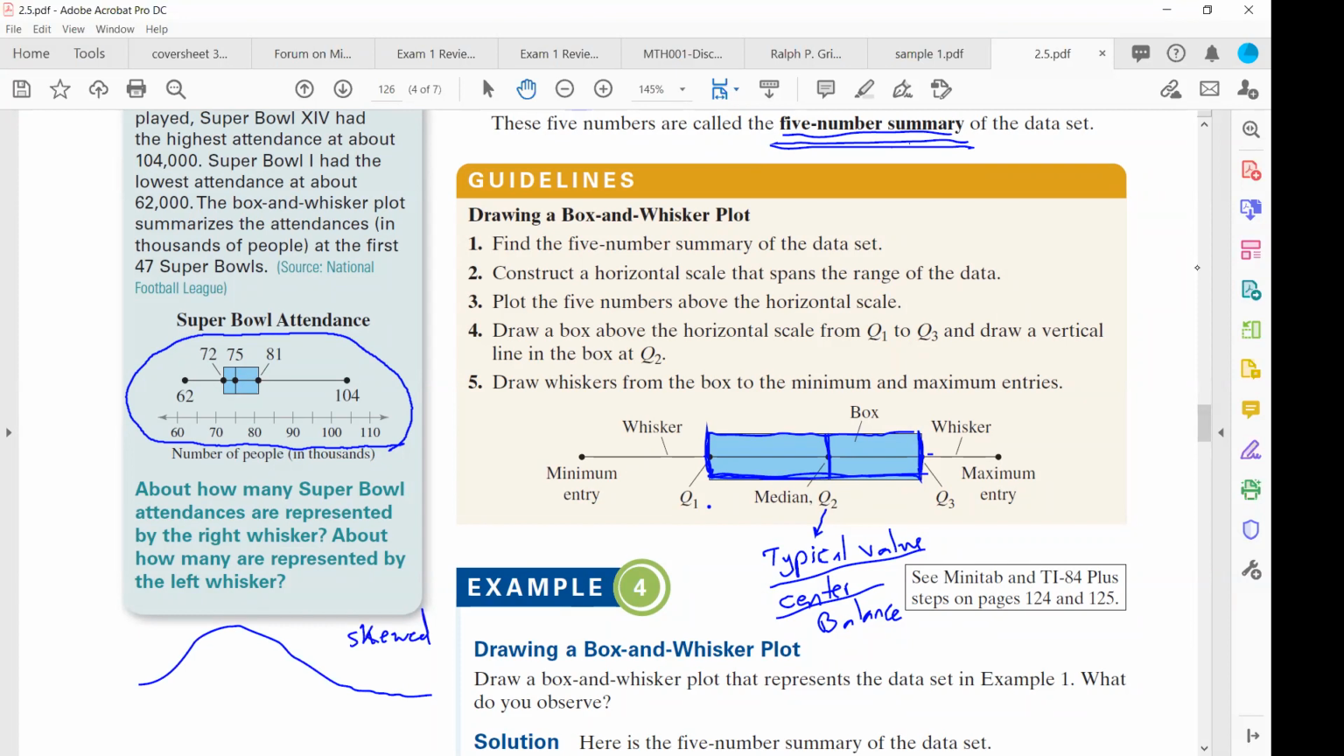Why is that? Because my typical value is here, 75, and I have a number, 104, which is far away from the center. So you have a skewed graph. That's the main point of using a box and whisker plot, especially when you have outliers. You can easily identify the outlier.